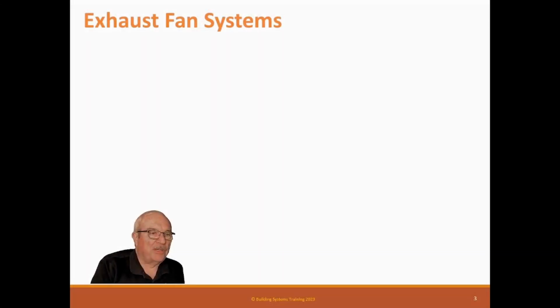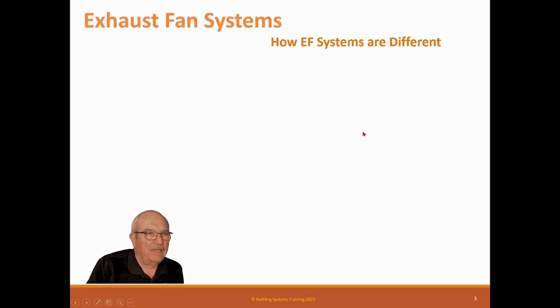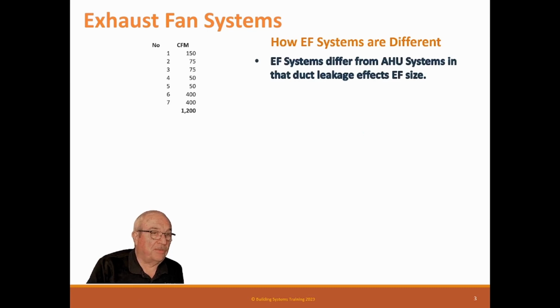Okay, let's talk about exhaust fan systems. So why are exhaust fans different than regular systems for balance? Well, the main problem is that when an exhaust fan duct leaks, it actually means the fan has to be large enough to include that leakage. The fan's CFM has to be the CFM from the space plus the leakage.